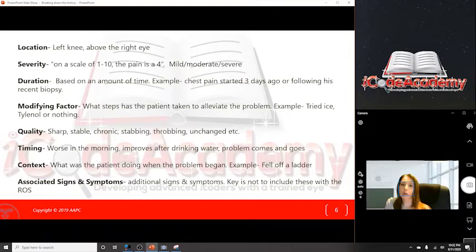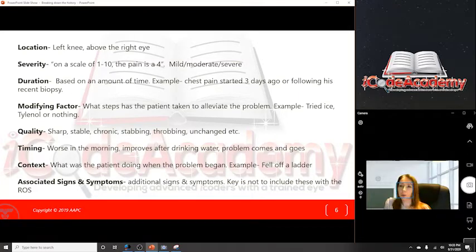So first and foremost is location. This is usually very common to see within the documentation. So the patient's coming in and they might state that they've got a pain in their left knee or some kind of lesion or cyst that's occurring above their right eye. So location is going to be that physical location on the patient's body where their signs and symptoms are occurring, or that chief complaint.